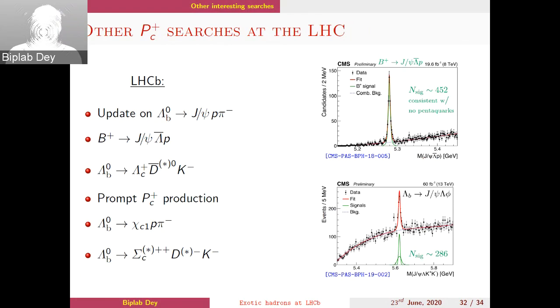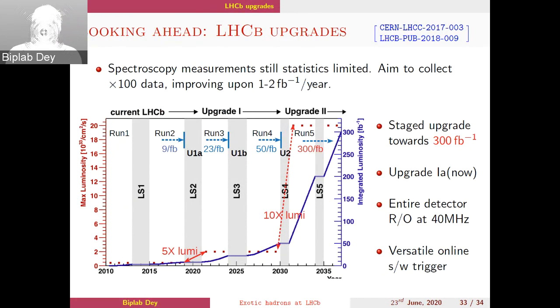So, looking ahead, LHCb upgrades. Spectroscopy is very important at LHCb, and we have a huge program. So we need to collect much more data. We have a staged upgrade towards 300 inverse femtobarns, almost 100 times more data than we have now. Right now we are in the so-called long shutdown, LS2. And when we start up next year, we will have an almost brand new detector.